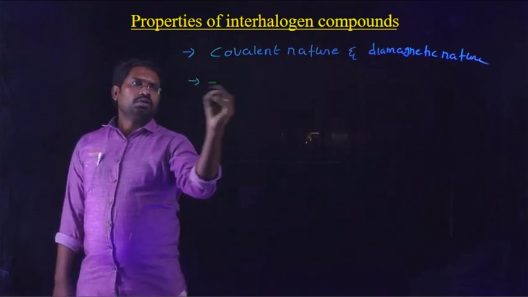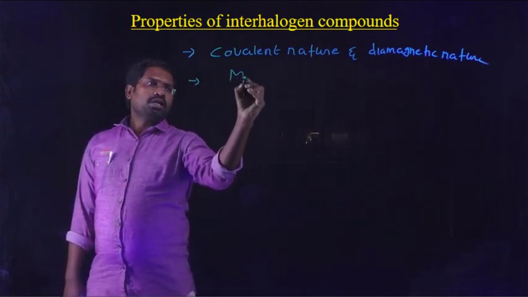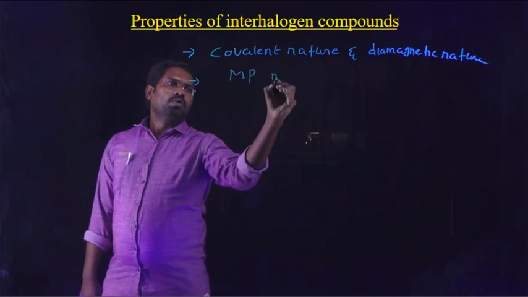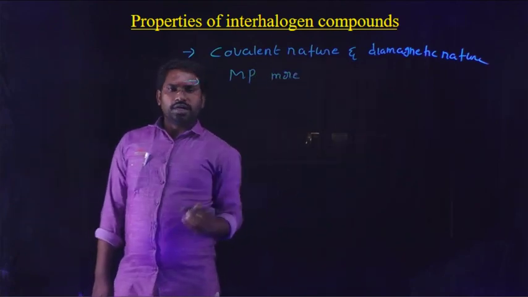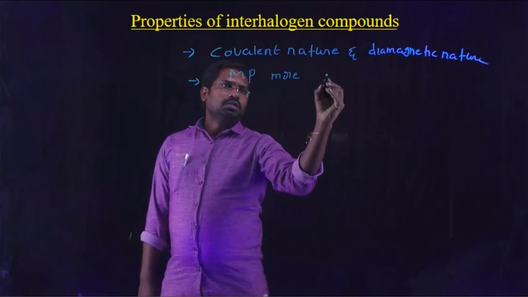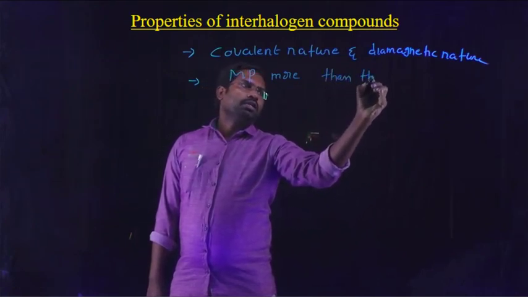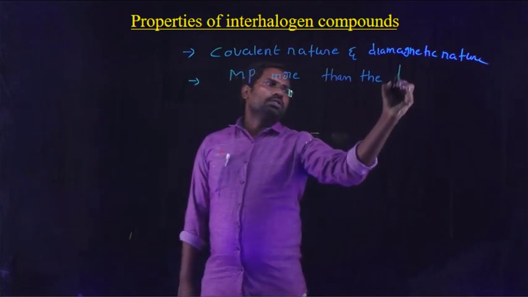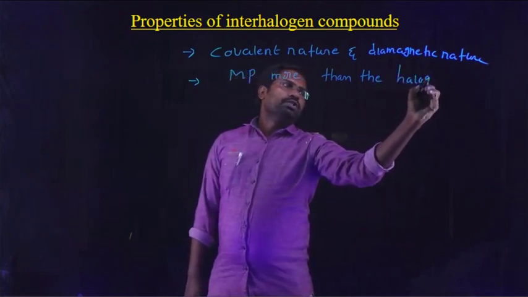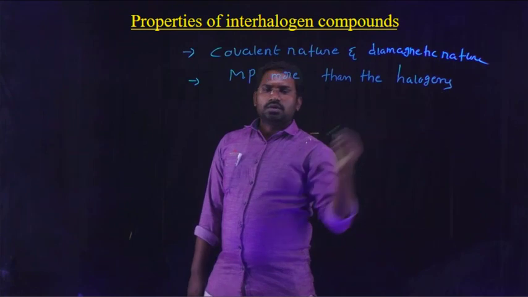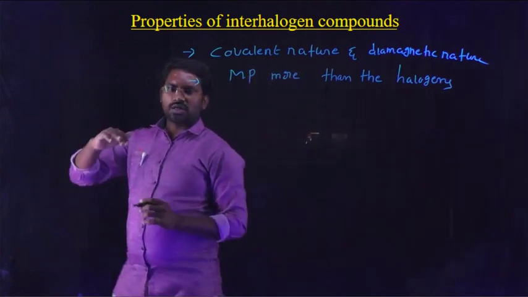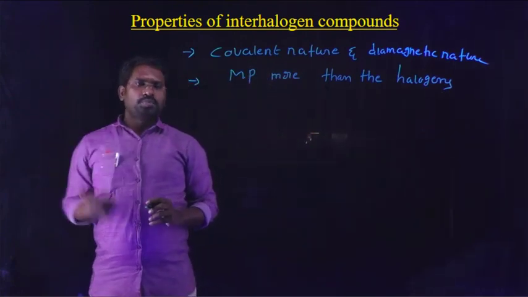Next one, the melting points of interhalogen compounds are more than the individual halogens. So why do the melting points of interhalogen compounds increase compared with the halogens?